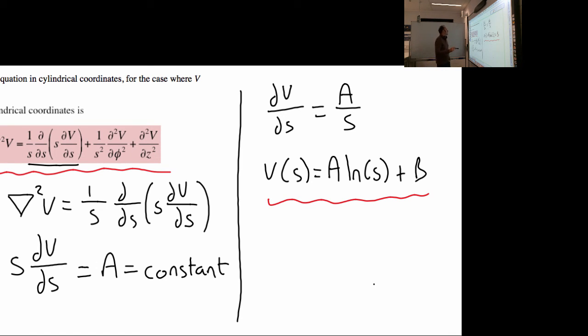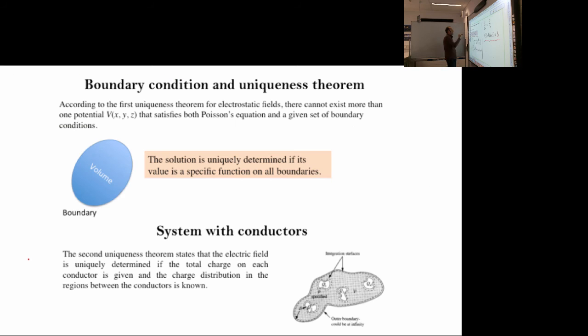Some important points to take note of now, to do with boundary conditions and uniqueness theorems: for the first uniqueness theorem, if you obtain a solution that satisfies Poisson's equation and also satisfies a given set of boundary conditions, then that is your solution. There can be no other solution. So there is only ever one solution to Poisson's equation for a given set of boundary conditions.